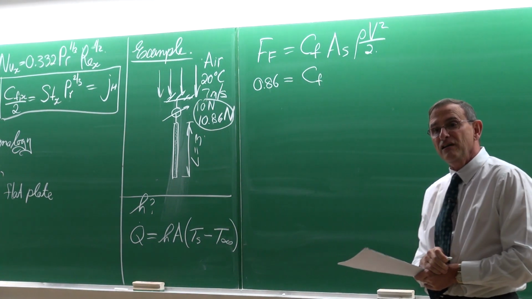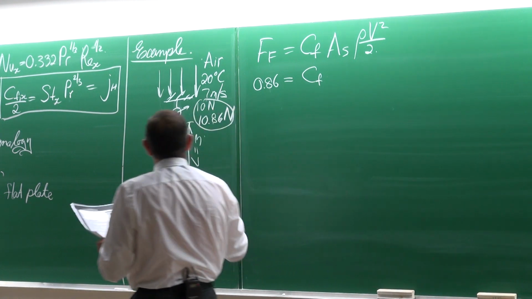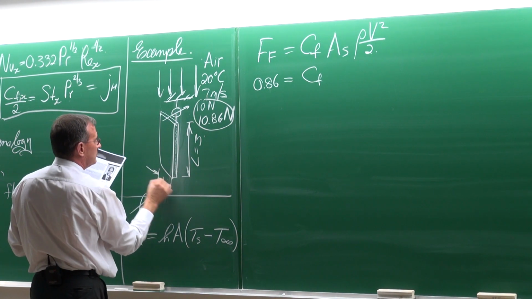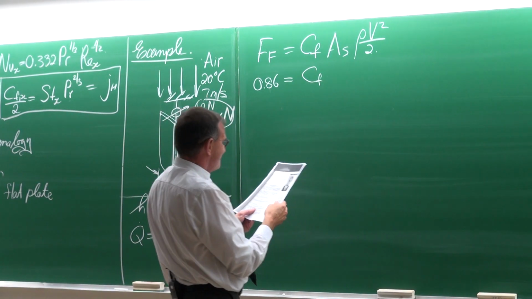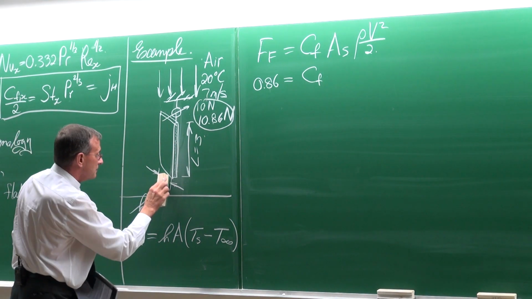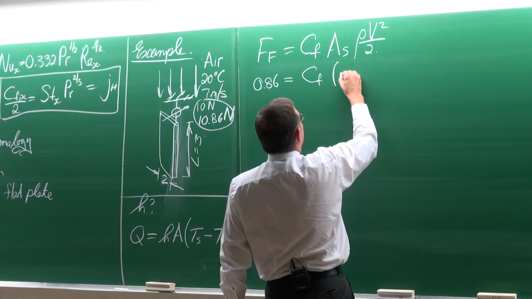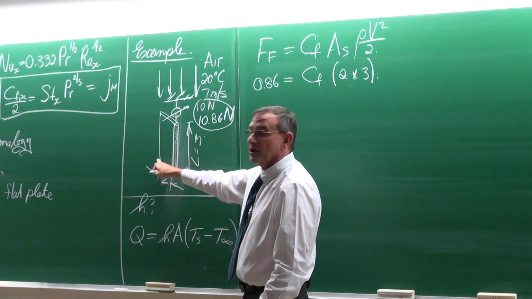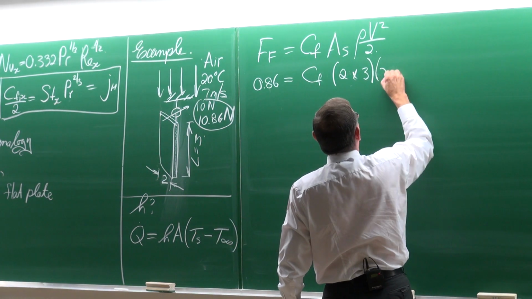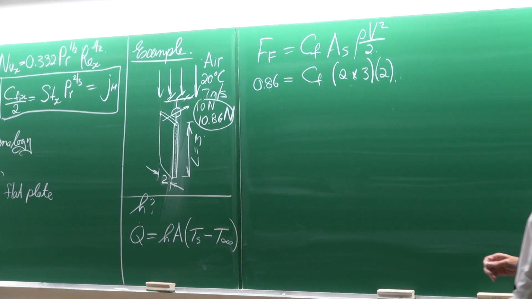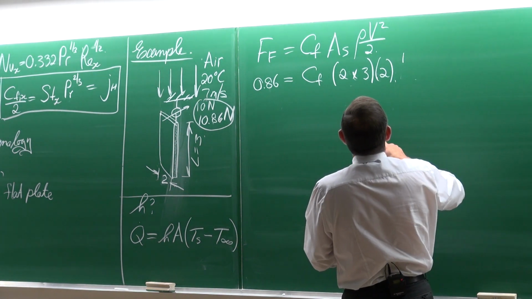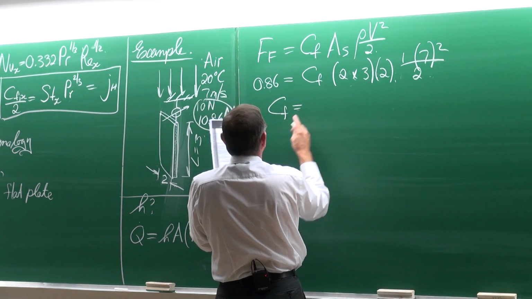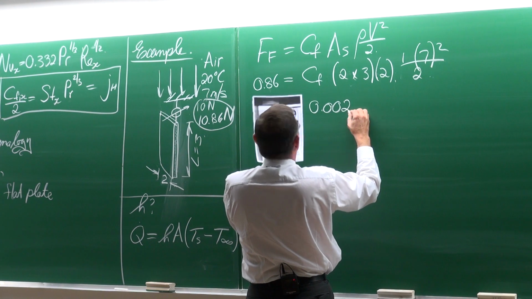It's going to be equal to Cf multiplied by the plate, and let's suppose it is 1 meter in that direction, like that. One in that direction. It's 2 meters. Two multiplied by three. So the area is 2 times 3, 6 square meters. However, in this case, the flow is going to be on both sides of the plate. So it's multiplied by 2 to make provision for both sides of the plate. It's equal to the density. Let's suppose the density of the air is 1. The velocity is 7 meters per second divided by 2, and from it we can get that the skin friction coefficient is going to be equal to 0.00243.